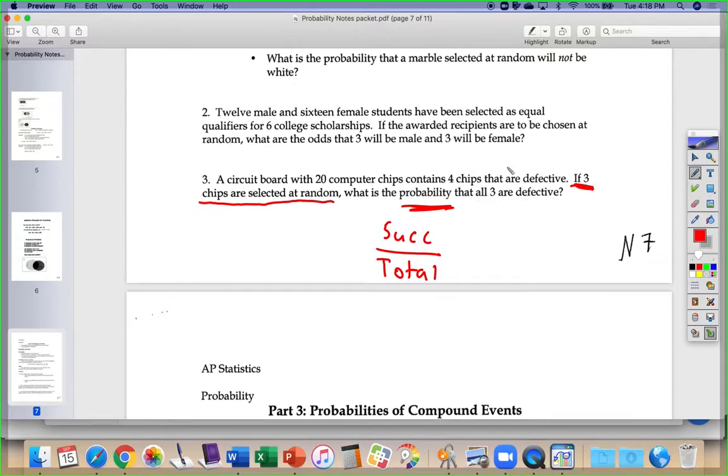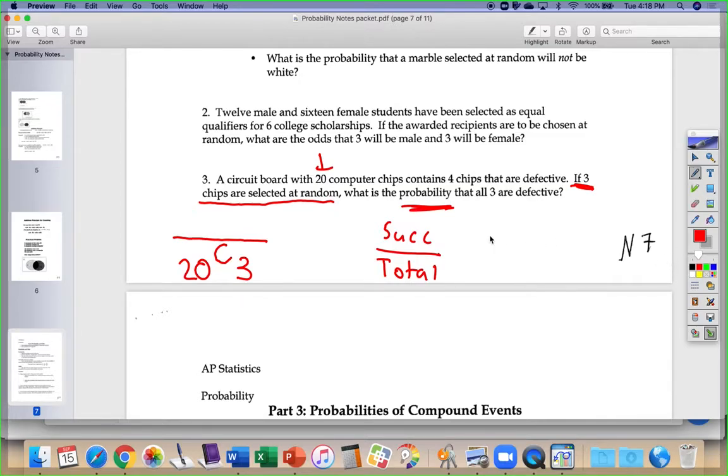So what we need to do is think about the fact that it's easier to start with the total. We have 20 chips on this computer board. We are selecting 3. So what are the total ways of selecting 3 chips from 20? It's a combination. 20 chips in total. I'm thinking about all the groups of size 3. So that is my total.